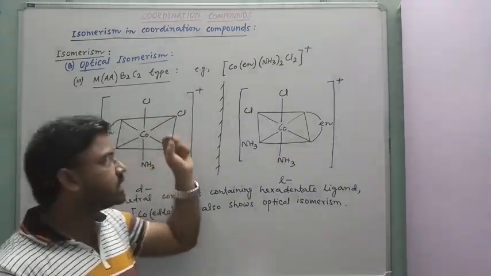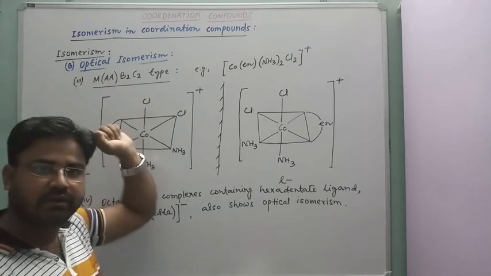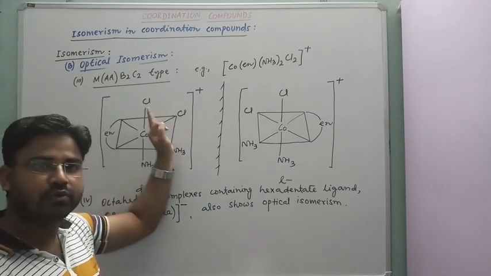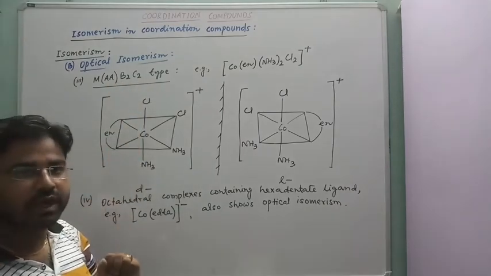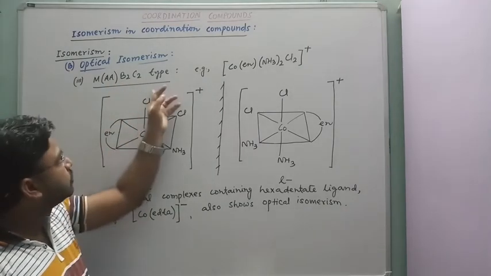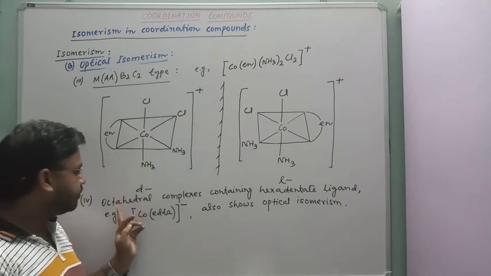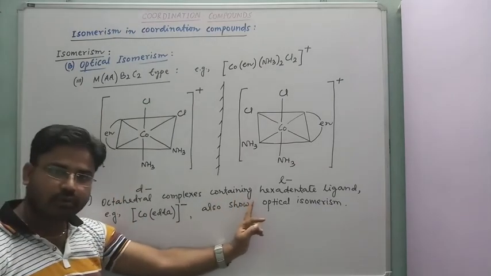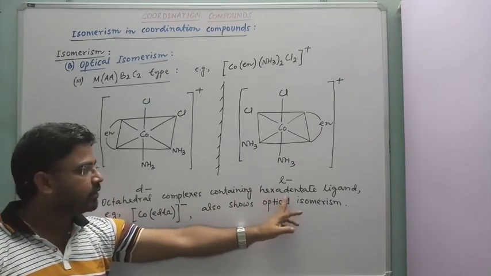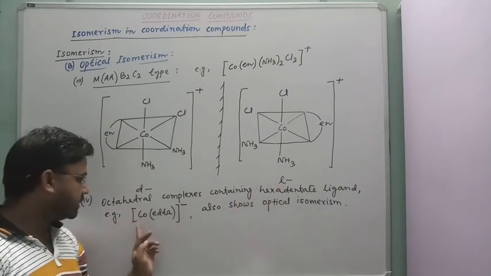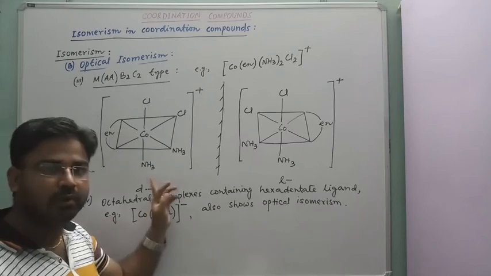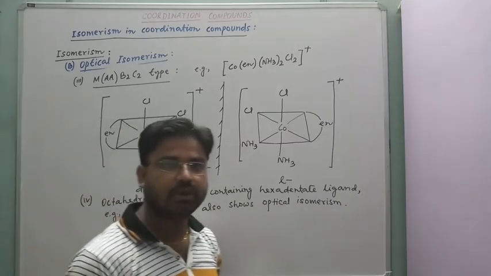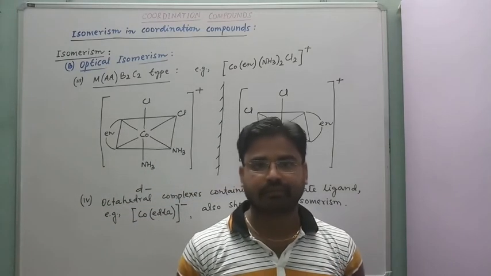And octahedral complexes of type MAA3, MAA2B2 or MAA2BC, MAAB2C2 type can show optical isomers. And also the octahedral complex having a hexadentate ligand, that is Co(EDTA) negative, can also show optical isomers. So isomerism is over. Thank you.